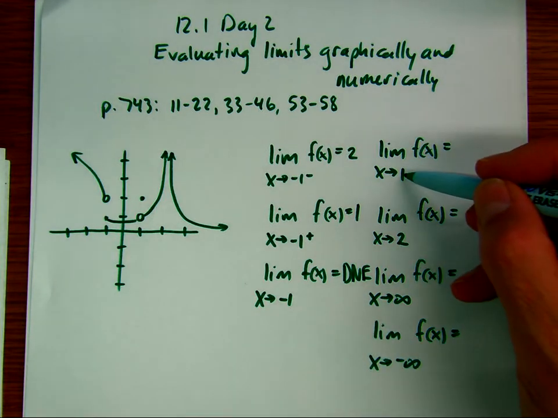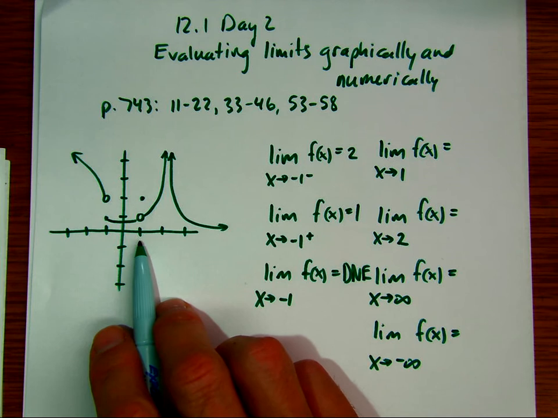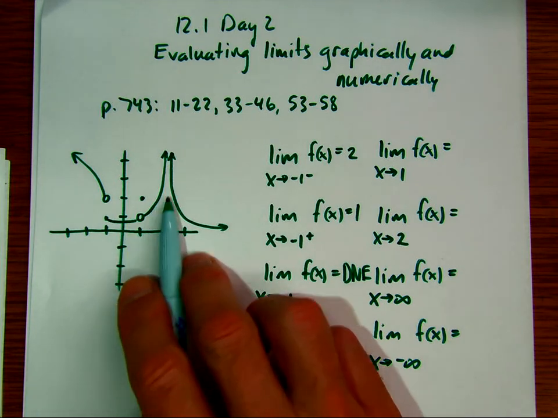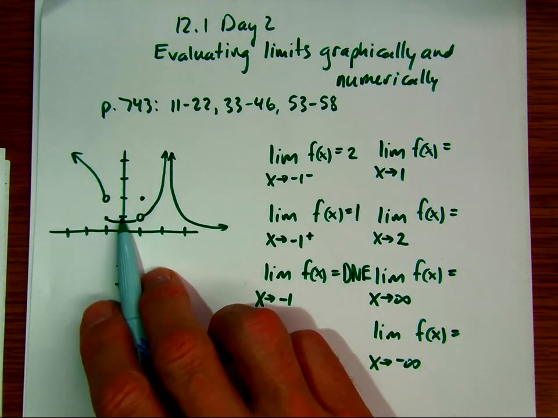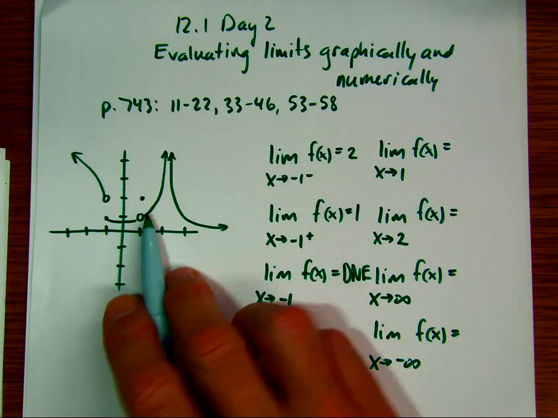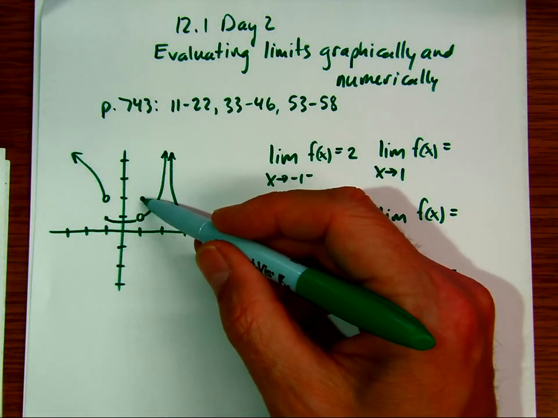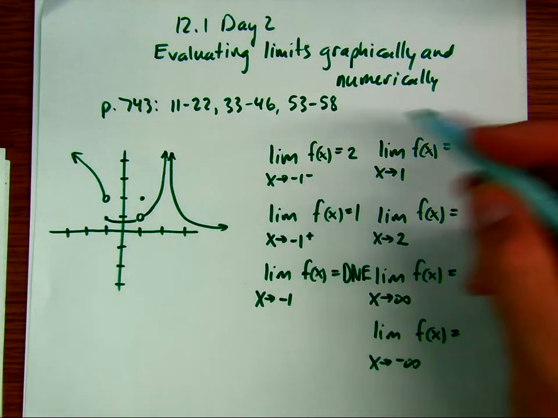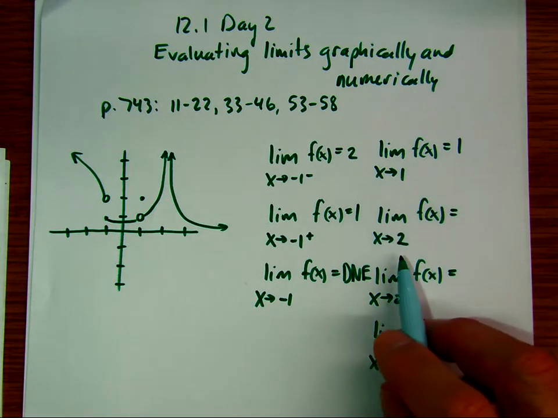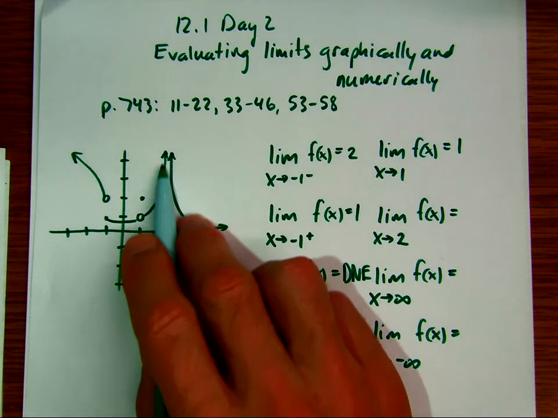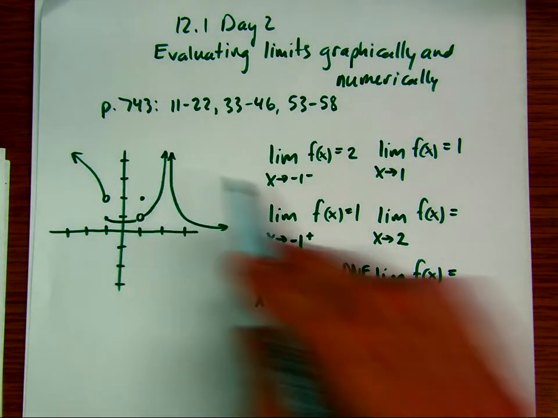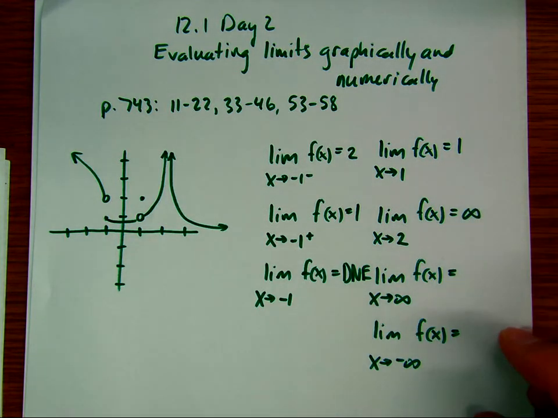Approach 1 from both sides. So here's 1. From both sides, the y values are approaching 1, y equals 1, even though the function value is at 2, the limit is at 1. And let's go to 2 from both sides. Going to 2 from both sides, the graph is going to positive infinity from both sides, so the limit is positive infinity.